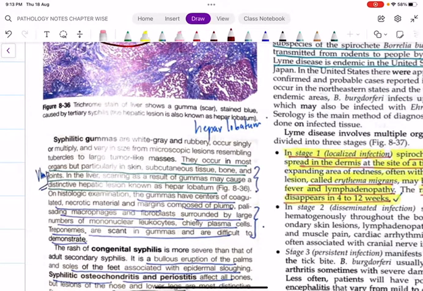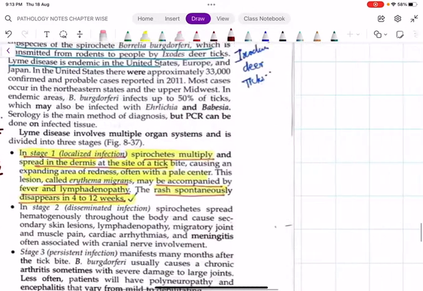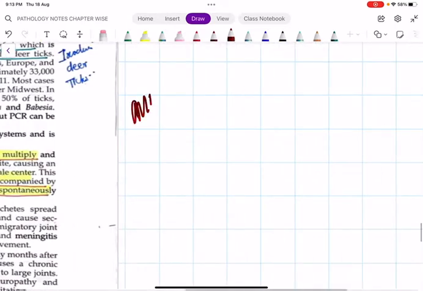This actually resembles some tumors, that is why they are called gummas. Most commonly they will be seen in the liver, and in the liver it may cause a distinctive lesion called hepar lobatum. This has been asked once in AIIMS. In which condition will you see hepar lobatum?